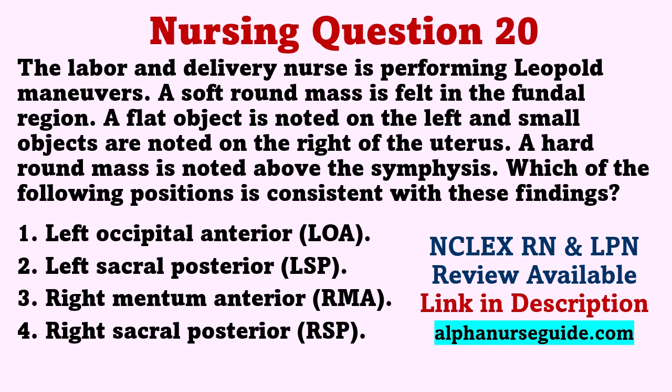In the left sacral posterior position, the fetus's buttocks are facing toward the mother's left posterior. A hard round mass is felt in the fundal region, and a soft round mass is felt above the symphysis. In the right mentum anterior position, the fetus's face is facing toward the mother's right anterior, and small objects are felt on the right of the mother's abdomen with a flat area felt on the mother's left side. In the right sacral posterior position, the fetus's sacrum is facing the mother's right posterior, and a hard round mass is felt in the fundal region, while a soft round mass is felt above the symphysis.